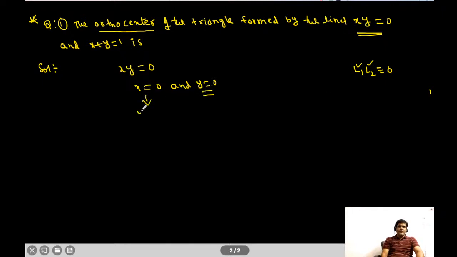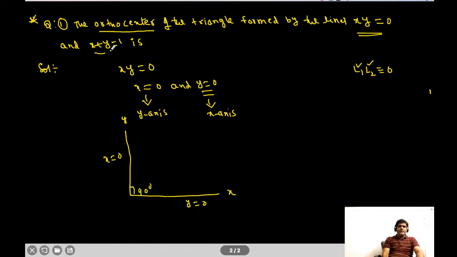So x equals 0 is the y axis equation, and y equals 0 is the x axis equation. This xy equals 0 is the x axis and y axis pair of lines, the coordinate axes pair of lines. The x axis equation is y equals 0 and the y axis equation is x equals 0. So here the angle is 90 degrees.